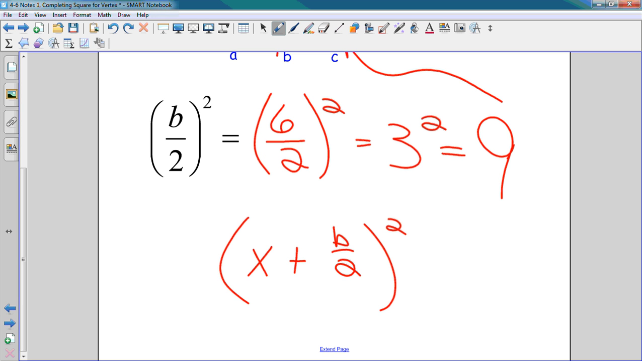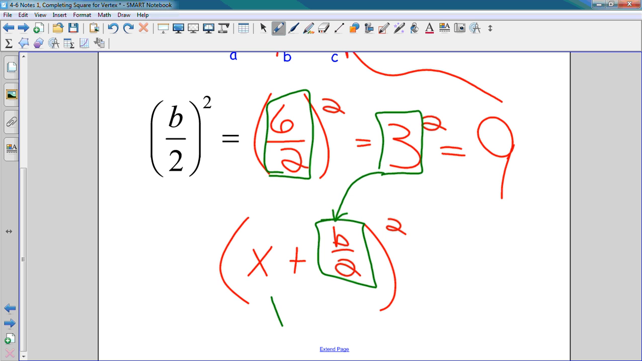Okay, so my b is 6, so it's this green part inside the square. It's this one right here. That's what goes right here. And that's what they got, x plus 3 squared. If you're still confused, that's okay. We're going to show you another example here on the next page. Okay?